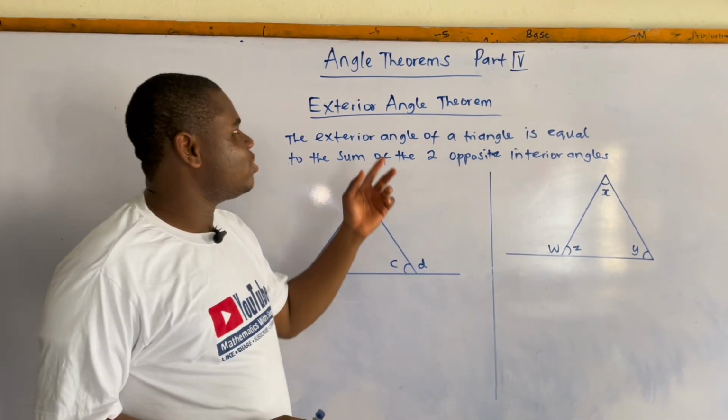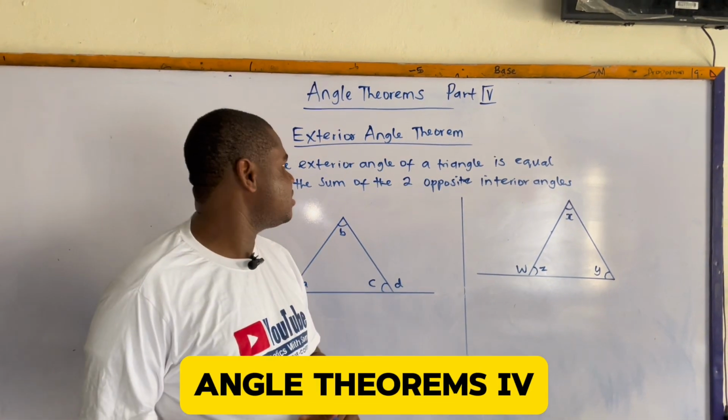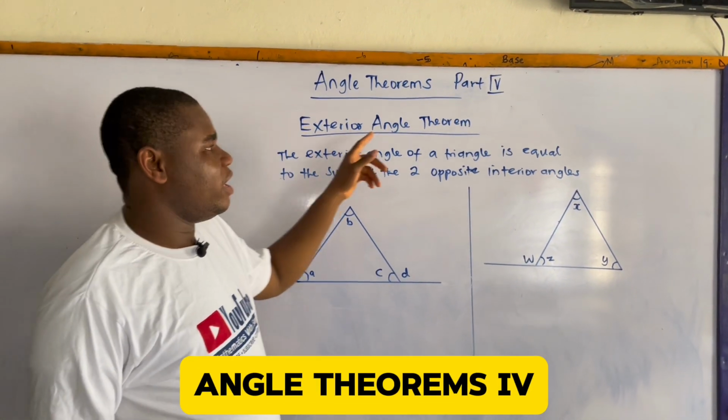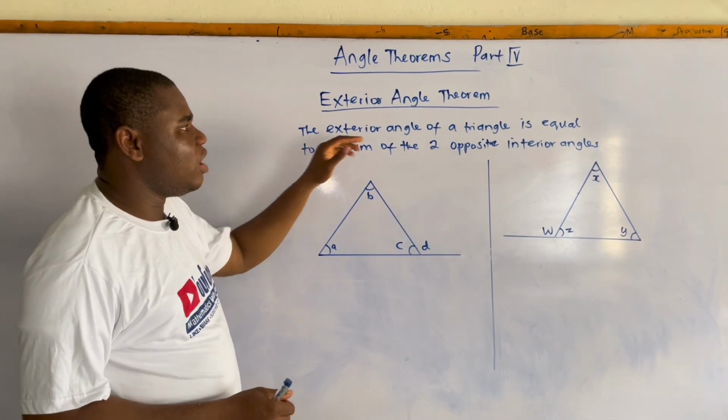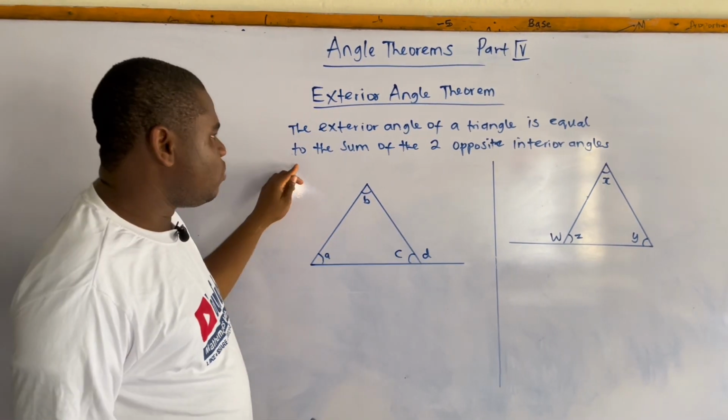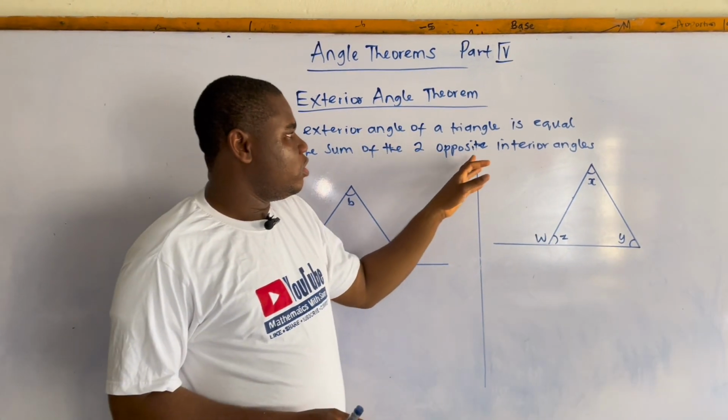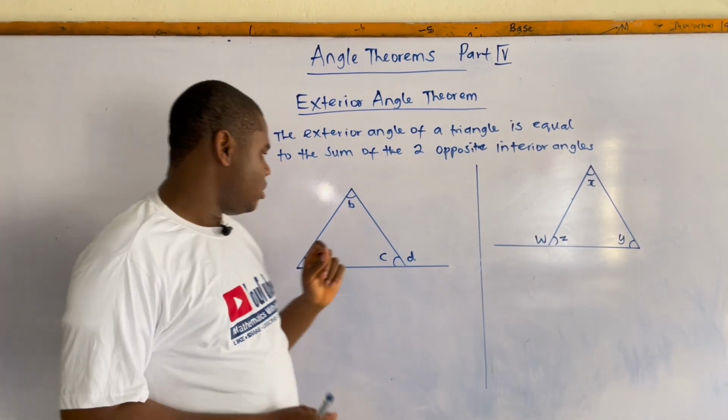Today we will still be focusing on our angle theorem series, but today our main focus will be on the exterior angle theorem. This theorem states that the exterior angle of a triangle is equal to the sum of the two opposite interior angles. What does that mean now?